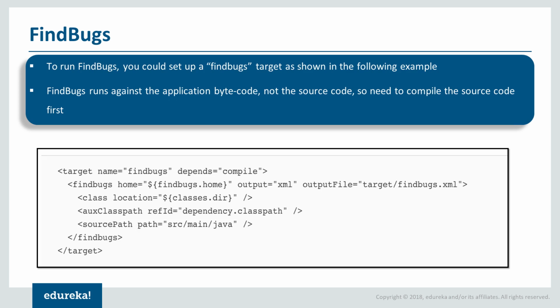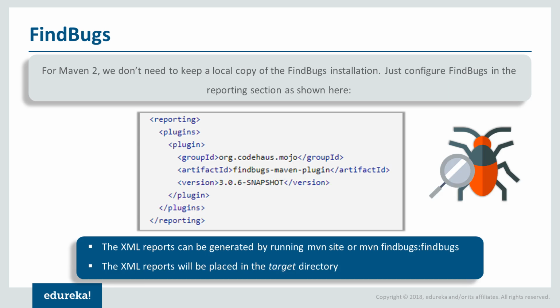So you need to compile the source code first before you can actually run FindBugs to generate the report. For Maven 2, we don't need to keep a local copy of the FindBugs installation. You just configure FindBugs in the reporting section as shown here. At the bottom, this is a screenshot of part of the pom.xml file where we are simply calling this FindBugs Maven plugin, and then it will take care of the rest. Now, XML reports can be generated by running mvn site or mvn findbugs:findbugs. Once the report is generated, it will be placed in the target directory.